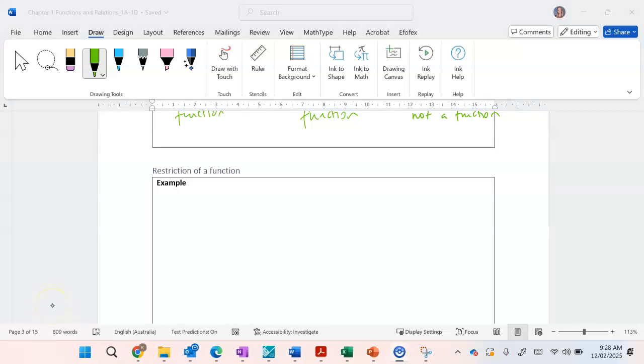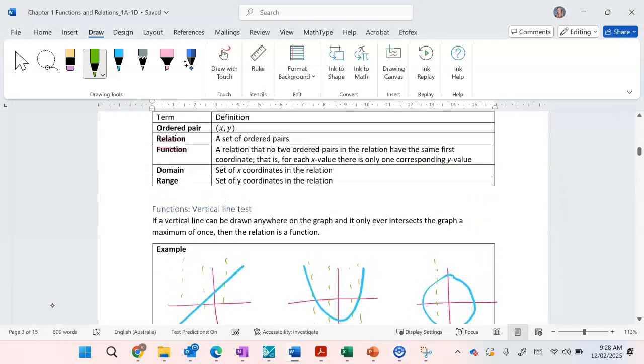Sorry, start again. Sometimes when you're dealing with functions, you need to restrict your domain. So that's what we're looking at here. If I just go back up to the definition of domain and range. So your domain is just your set of x coordinates. We look at implied domain usually, but you can actually also have a restricted domain, and I'll talk about the difference between them in a second. And the range is your set of y coordinates.